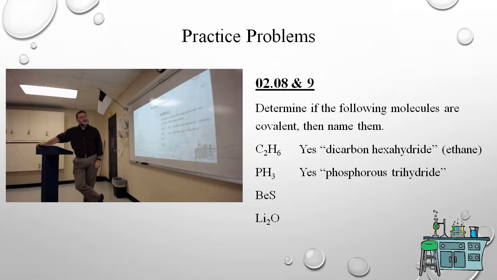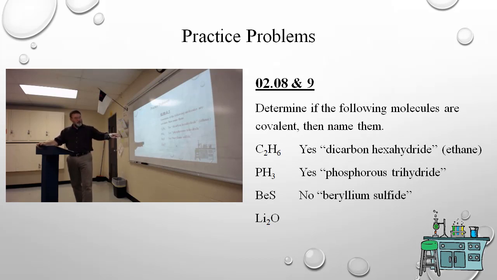BeS. Ionic or covalent? Correct. It's ionic because beryllium is a column 2 element, row 2. Column 2, row 2, Be. It's a metal, which means we don't have any prefixes, right? We just say the first element followed by the second element with its ide name. So BeS, beryllium, and the second element is sulfur, which has an ide name of sulfide, and so the compound is known as beryllium sulfide.